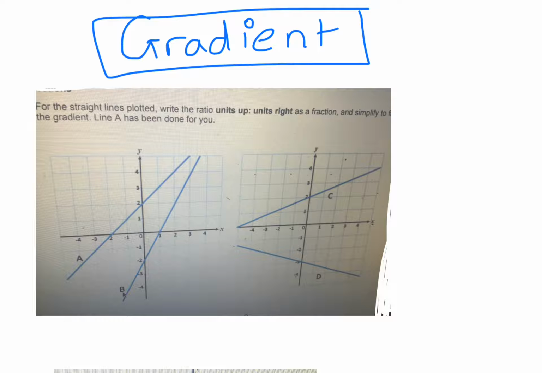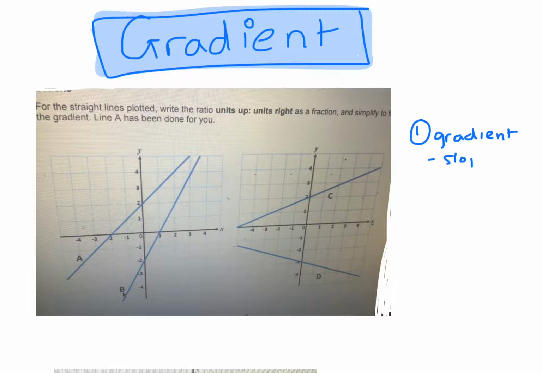Okay, so we're just going to quickly look at the gradient of the line. When we're looking at the gradients of the line, there's a couple of things that we have to make sure that we're doing. First thing, the gradient is just your slope, and it will be your rise on your run.